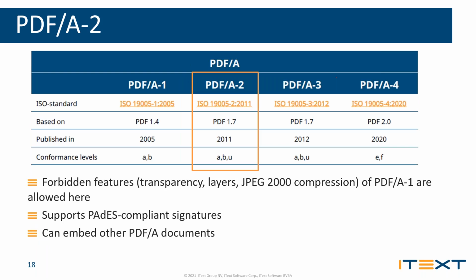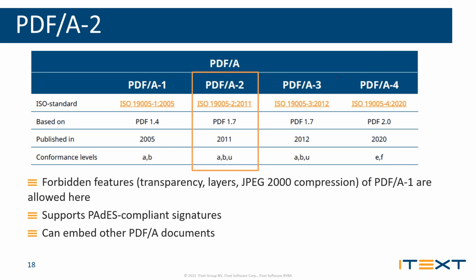PDF/A-2, already less restrictive, introduces some PDF 1.7 capabilities that weren't present in PDF/A-1, like transparency layers, JPEG compression, among others. But the most important change is that PDF/A-2 can embed other PDF/A documents, functioning as a PDF file container.